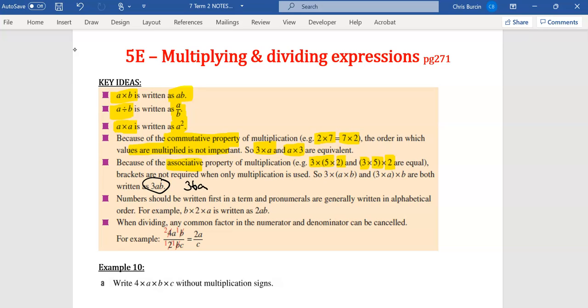That's kind of more logical to write them in alphabetical order. It's true that it's ab3, but that looks weird. That's confusing. It's best to start with the number and then the variables. So, in fact, numbers are written first in a term. Remember, these things are all terms. And then the pronumerals or the variables are written in alphabetical order. So, taking something like this, the coefficient of 2 comes first, and then even though they're in different orders, we know from the associative properties that they can go in alphabetical order and still mean the same thing.